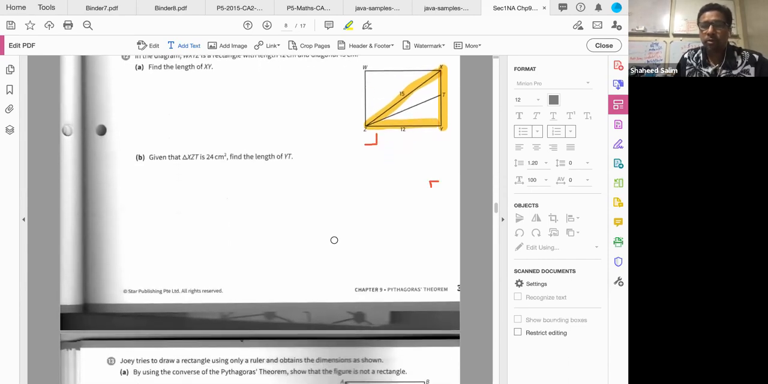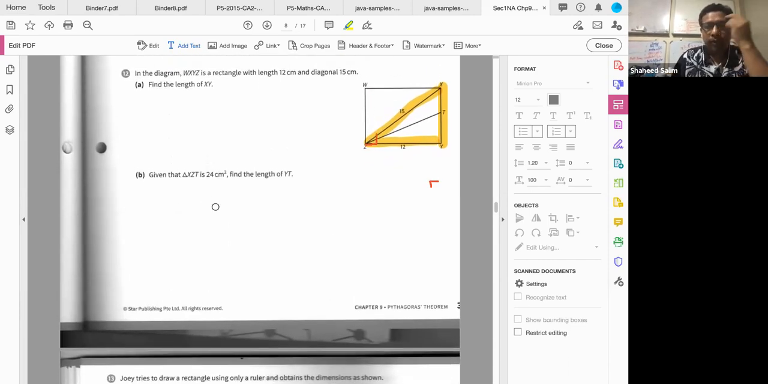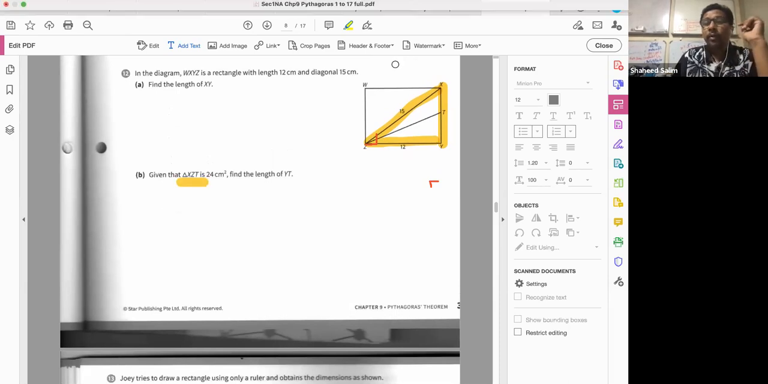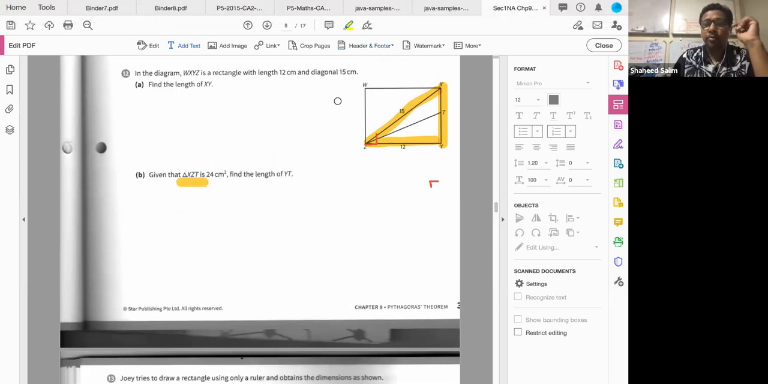Now, what is the formula for the area of a triangle? We know that it's half times base times height. So half times base. Base is what? This is XYZ, or rather XZT. Oh, this one down here. You must know what is the base, what is the height now.